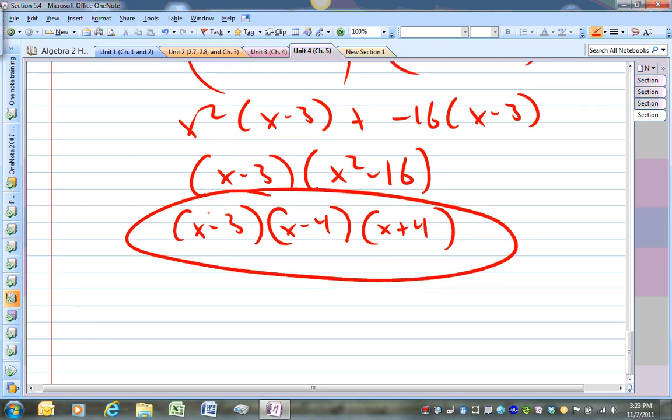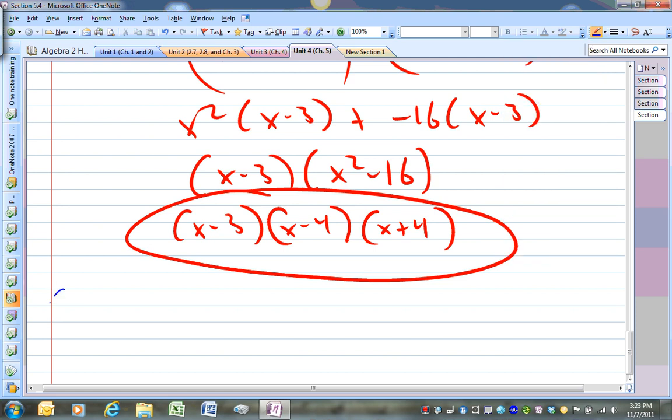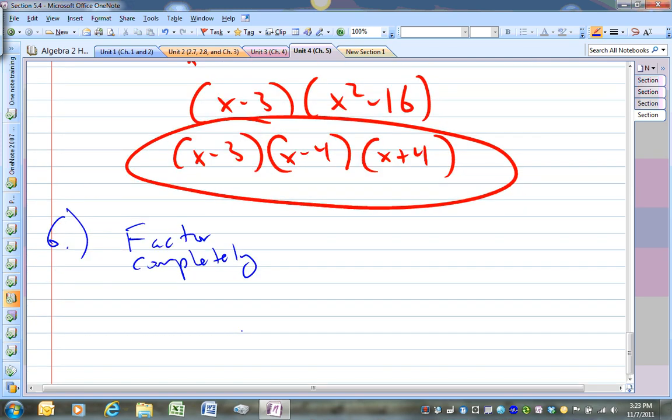Okay, let's try some more. I know it's a lot, but I really want to get through this. Number 6, let's factor that one completely. And hopefully you're taking good notes on this, because you want to have these notes available when you're doing the classwork. Otherwise, it's going to be kind of difficult to get through all this.